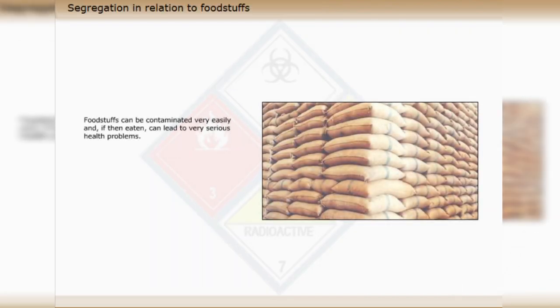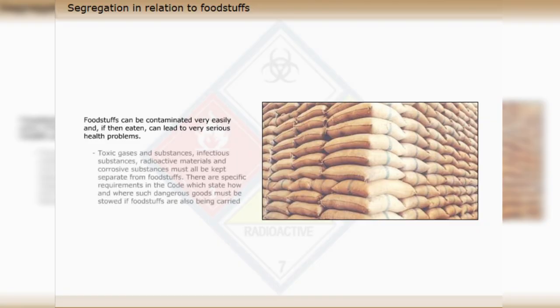Foodstuffs can be contaminated very easily, and, if then eaten, can lead to very serious health problems. Toxic gases and substances, infectious substances, radioactive materials, and corrosive substances must all be kept separate from foodstuffs. There are specific requirements in the code which state how and where such dangerous goods must be stowed if foodstuffs are also being carried.